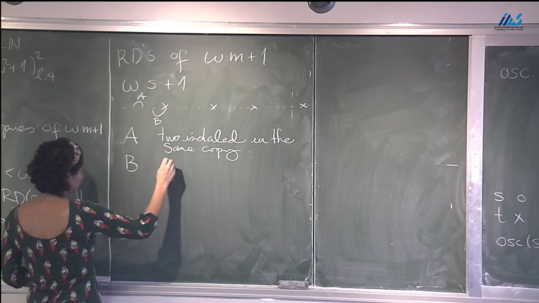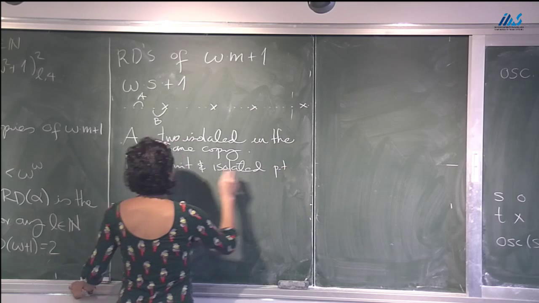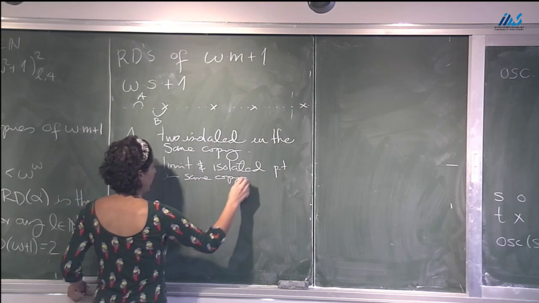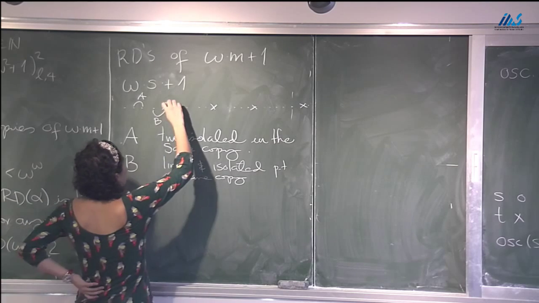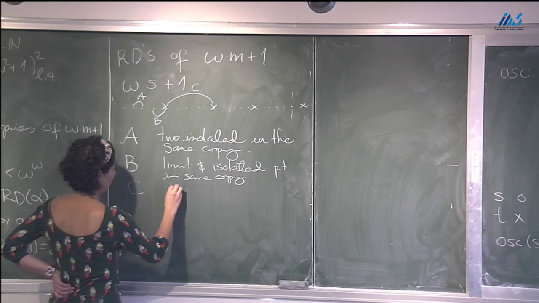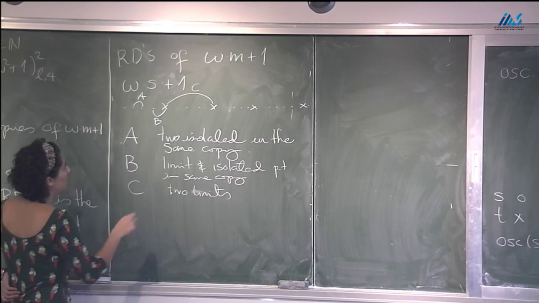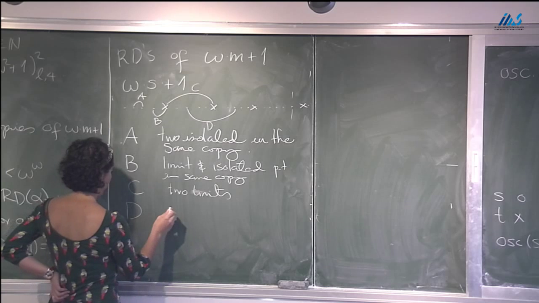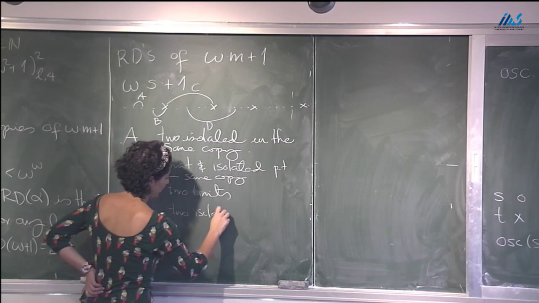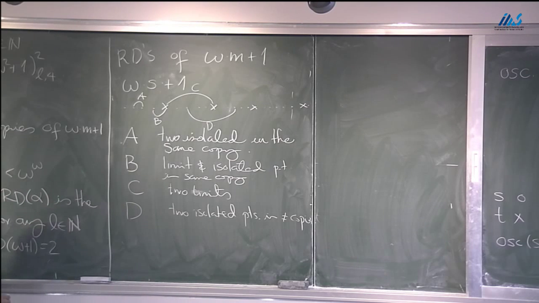Now there's this other type, a limit and an isolated point, also in the same copy. And now the moment we look for more than one copy of omega plus 1, we will get all sorts of crossings between our copies. For instance, we can have two limit points. Let's call that C, two limits. And then I could also have two isolated points between different copies of omega plus 1. So two isolated points in different copies. And I could also have a limit and an isolated point in different copies.